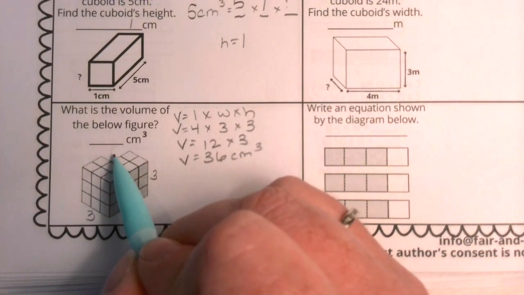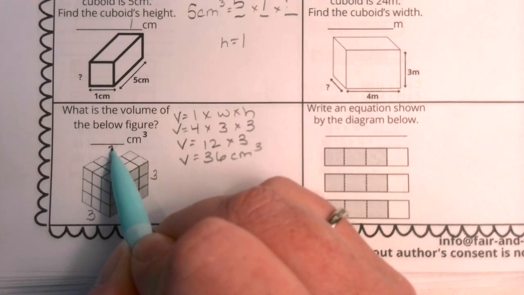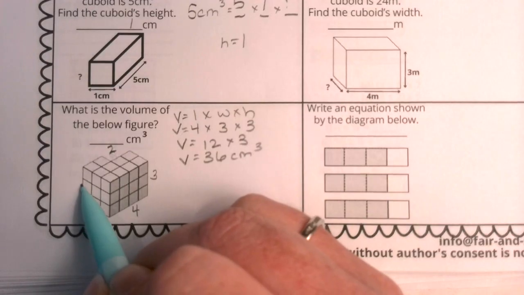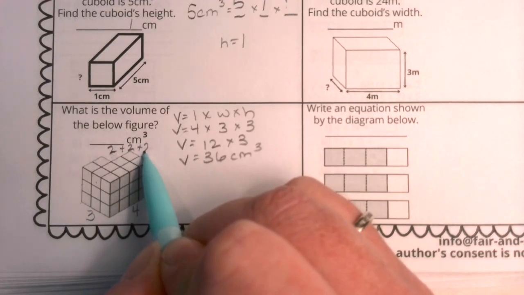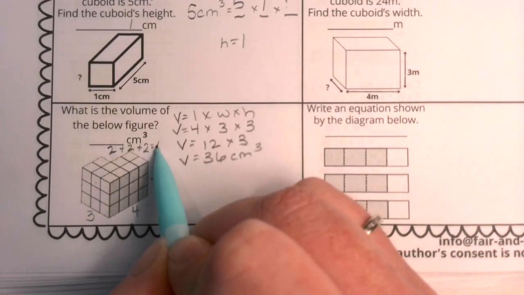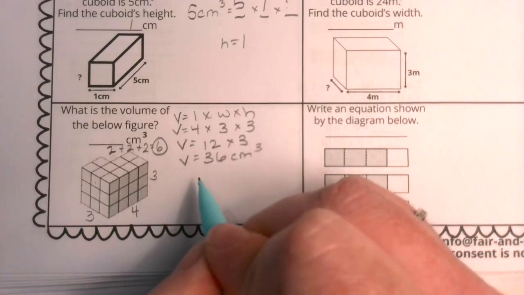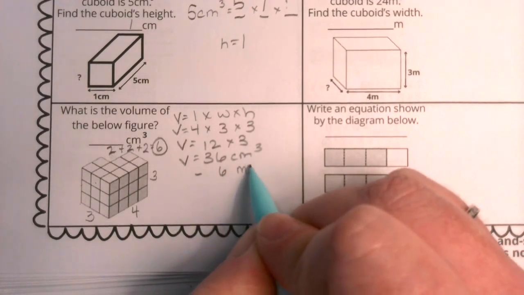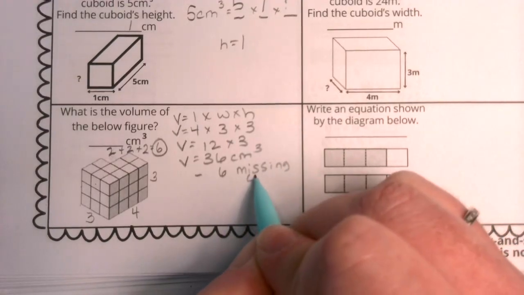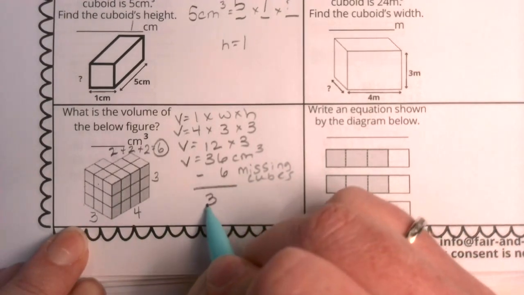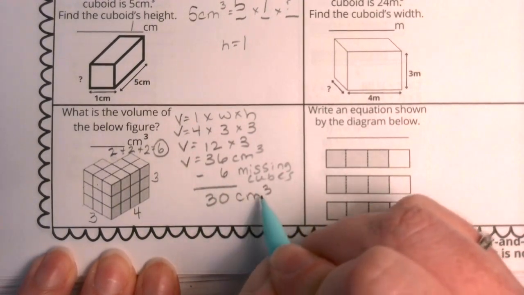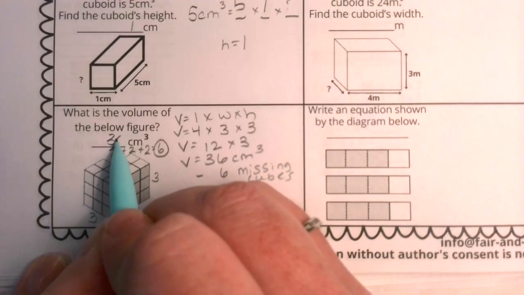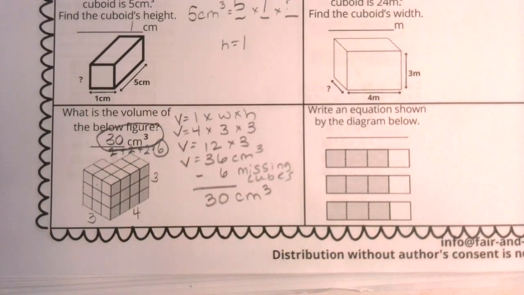Now, I can subtract the missing cubes. How many cubes are missing in the top layer? There are 2 that are missing in the top layer. I can presume that the same 2 are missing for the middle layer and the same 2 are missing for the bottom layer. That tells me that there are 6 cubes that are missing. So I need to subtract the 6 missing cubes, and when I do that, I get 30. So I know that my answer to this question has to be given in units cubed. So I'm going to go ahead and write that the entire shape is 30 cubic units.